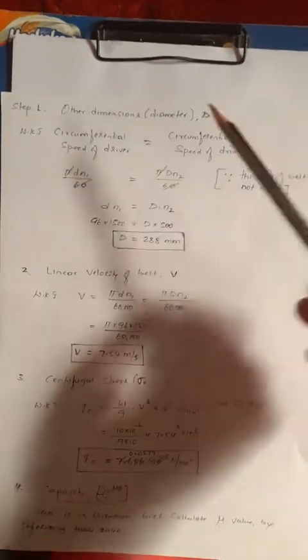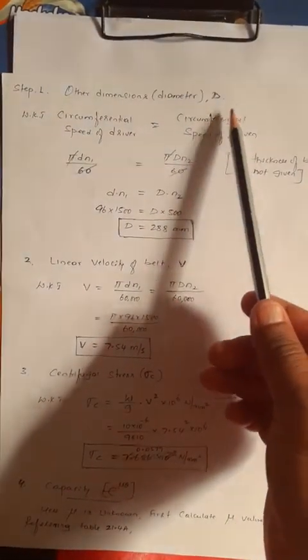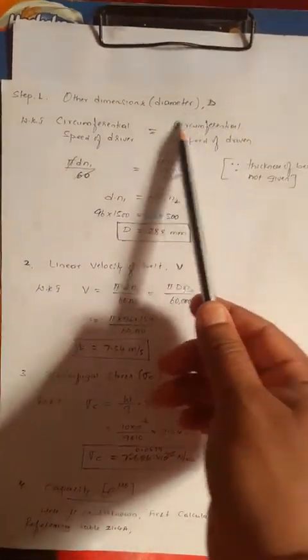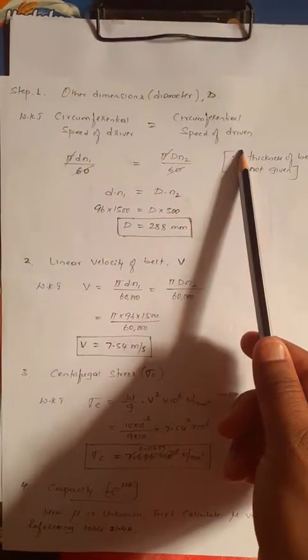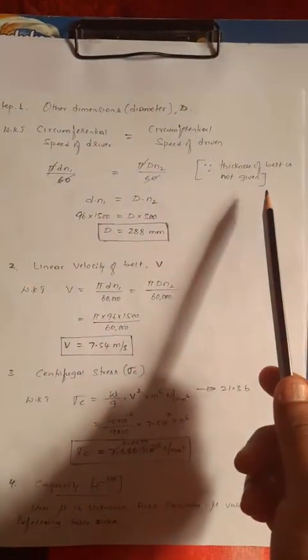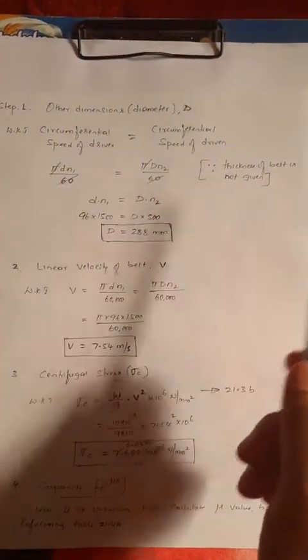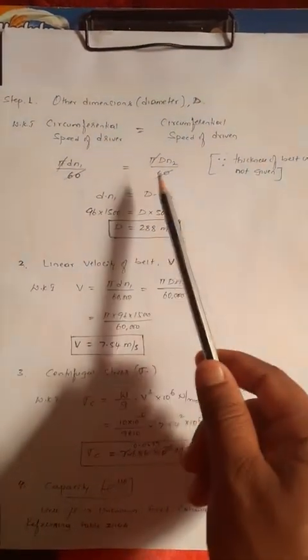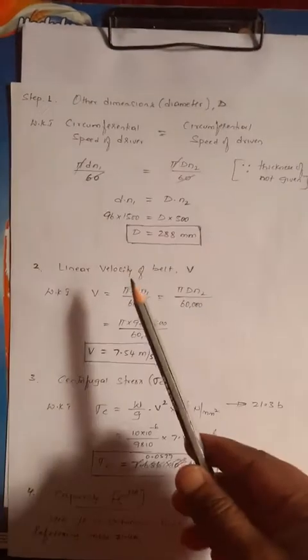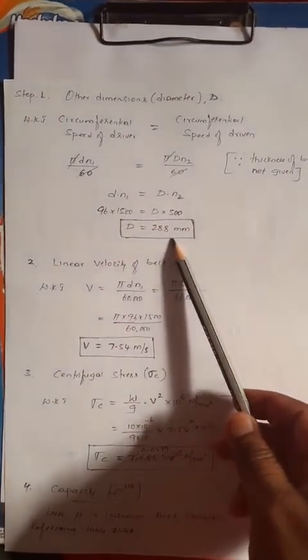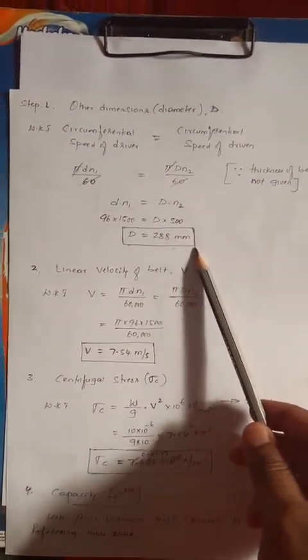Step number one, other dimensions. In the other dimensions, calculate capital D. We know that the linear speed of the belt is equal to the circumferential speed of the driver and the circumferential speed of the driven pulley. Here the thickness of the belt is not given in the problem; we have assumed that one, that's why T is not included in the formula. Once we substitute, we get capital D as 288 mm.